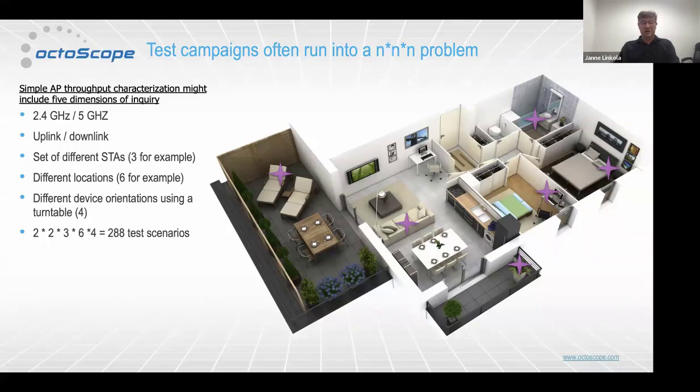Certainly, we're interested in distance and different locations in a home. How does it perform when the station is close by, a little bit further away, kind of in the far end corner. And to rule out any orientation issues, we might be interested in a few turntable positions. So with this example alone, if you test all of the permutations of all of these variables, you end up with 288 test scenarios. Nothing unheard of. People do this type of characterization every day of the week.